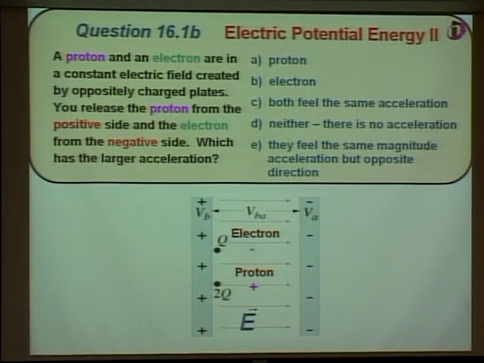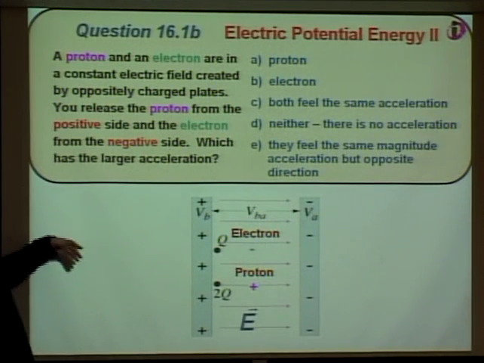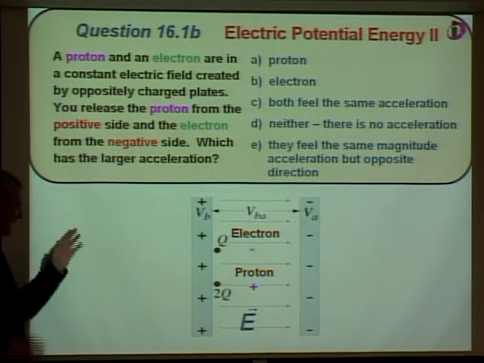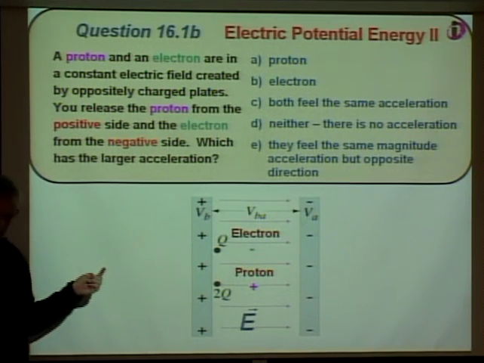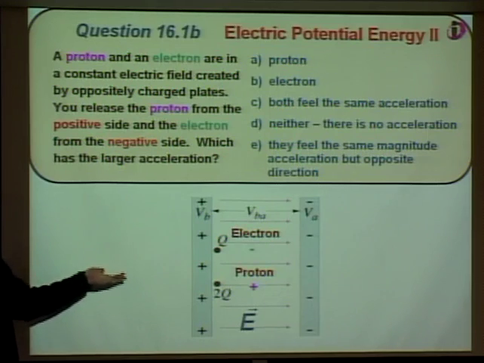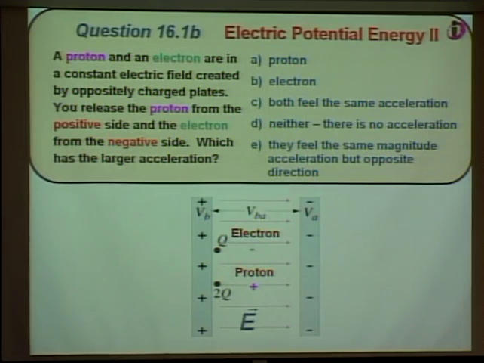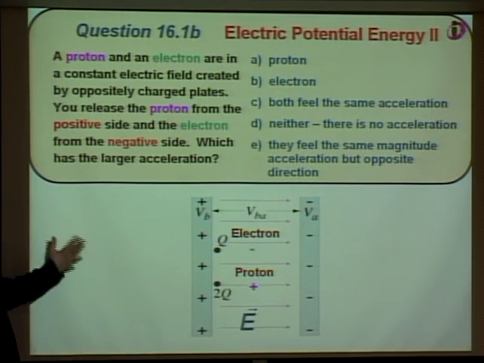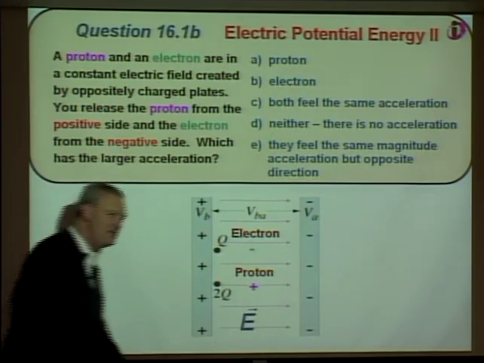Okay, here's a question. This quiz might last the entire hour, but oh well. This is really important that you can understand. Since we spent so much time on it, you might see this again for the test. A proton and an electron are in a constant electric field created by oppositely charged plates. You release the proton from the positive side and the electron from the negative side. Which has the larger acceleration?